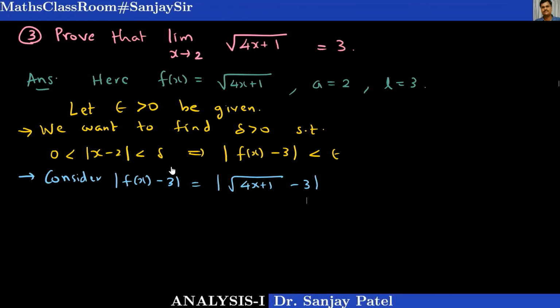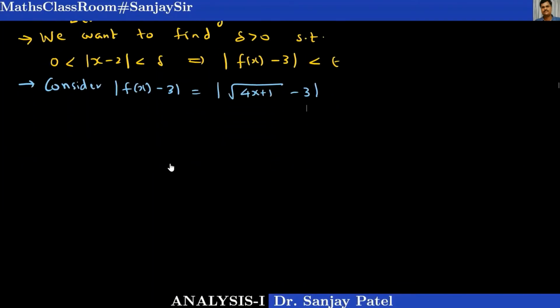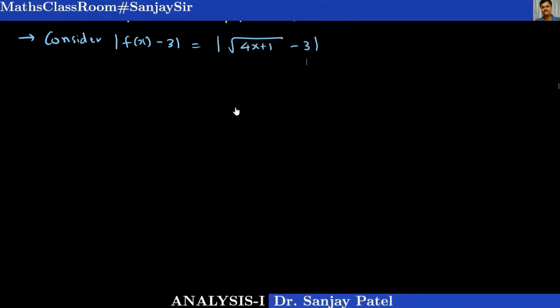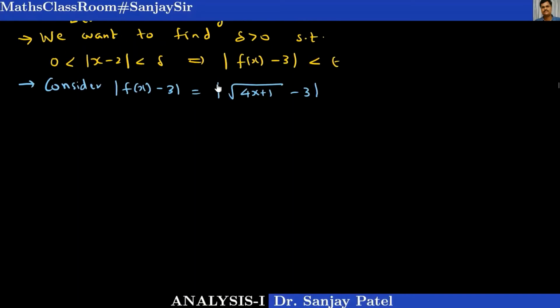So delta is our job to find, so that whenever you choose any x in this interval satisfying the condition mod of x minus 2 less than delta, this expression mod of f(x) minus 3 is less than epsilon. Fine. So in order to use this condition mod of x minus 2 less than delta, I will try to simplify and bring this kind of expression x minus 2 here.